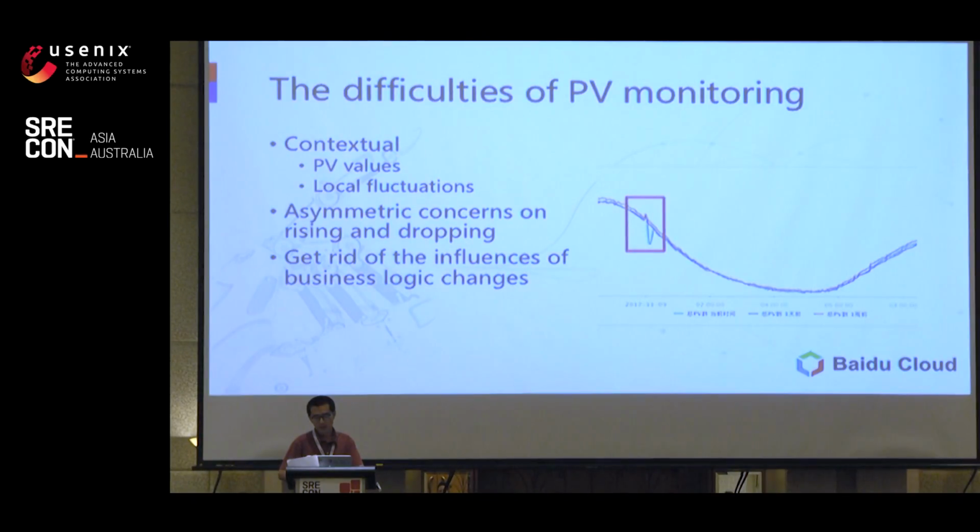Third, the PV number will have a level shift when the system upgrades or the business logic changes. It would be better if the algorithm can keep up with the change automatically without any manual intervention. As a summary, the anomaly detection on PV numbers must be contextual. It must be able to differentiate rise and drop, and it must be adaptive to the level shift.